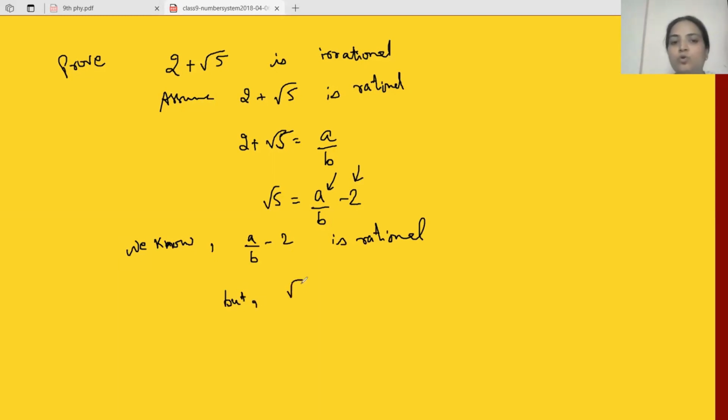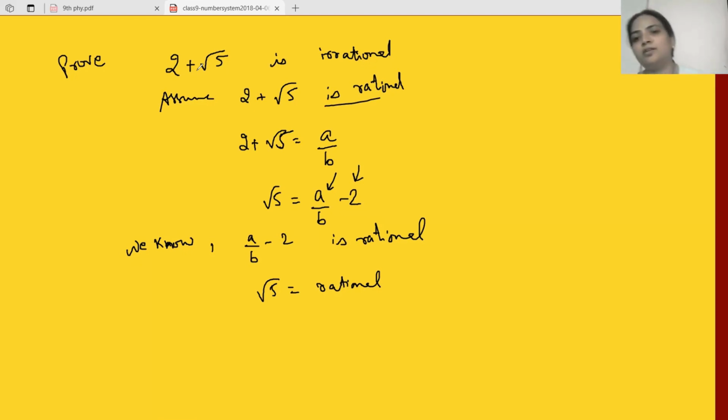But we also know root 5 is, या फिर आप ऐसे लिख दो but की जगह यहाँ पर root 5 is equals to rational. This is incorrect. Root 5 we know it's irrational. इसका मतलब है again our assumption is wrong, hence 2 plus root 5 is irrational.